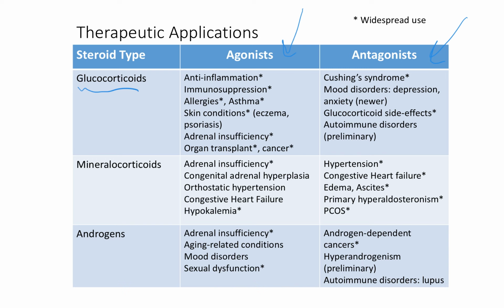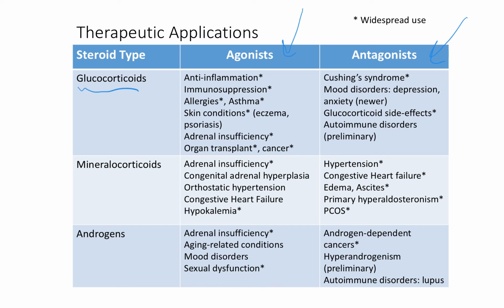There's newer evidence that shows it's useful in mood disorders like depression and anxiety. Side effects from glucocorticoids. So these medications have a wide array of side effects. We might want to block their activity to give some relief. And there's some preliminary data that specific autoimmune disorders might benefit from blocking cortisol production.